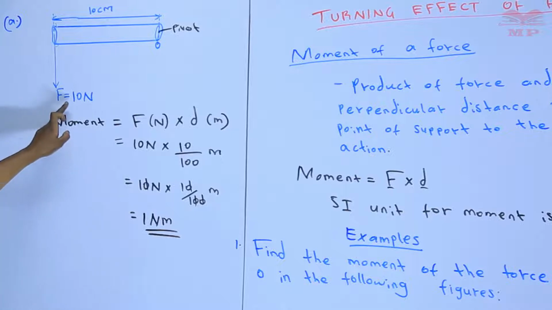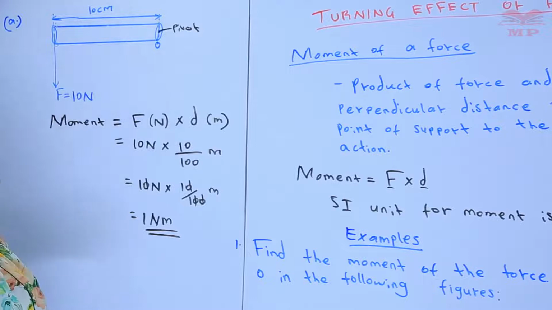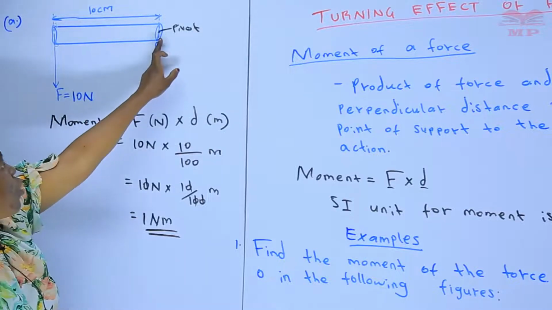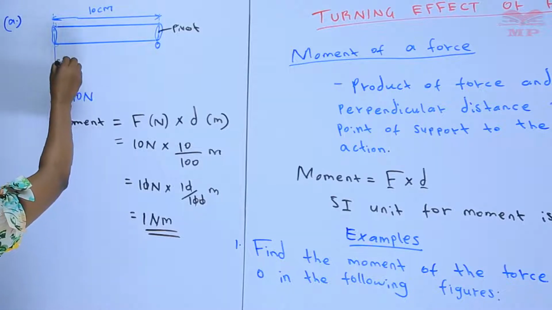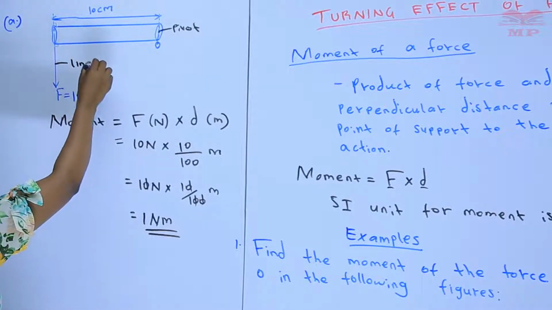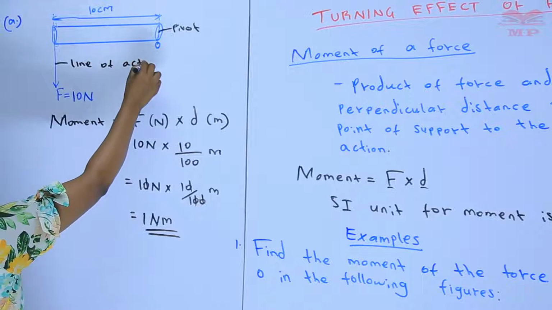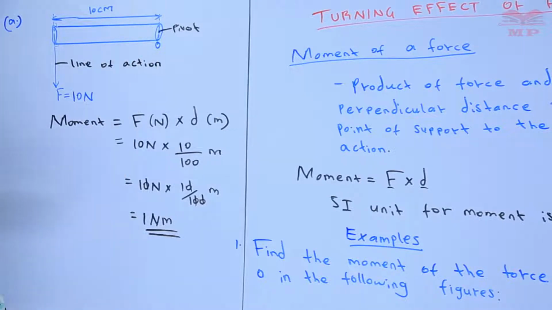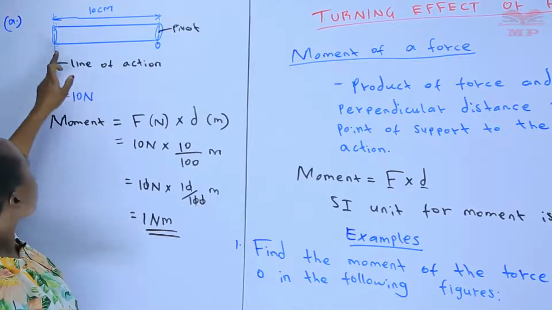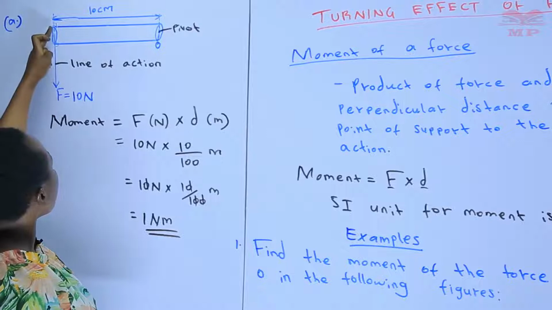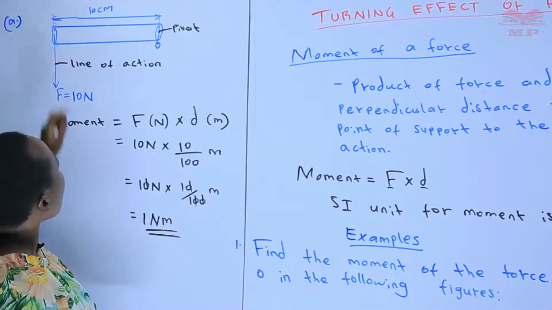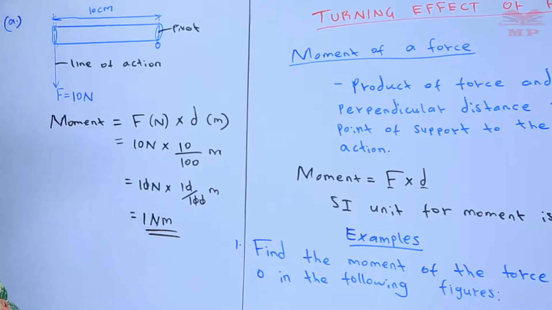We have been able to get it from our force here multiplied by the perpendicular distance from the point of support to the line of action. This is what we referred to as the line of action. And you can see the distance that we are using is the perpendicular distance. This distance is perpendicular from the point of support to the line of action, making an angle of 90 degrees.